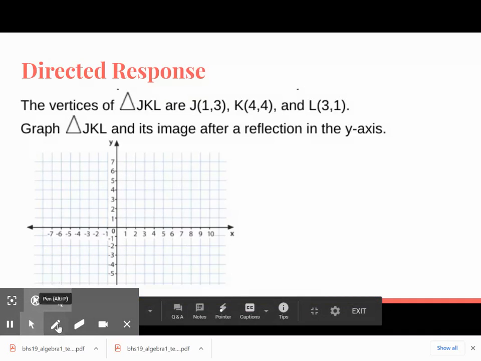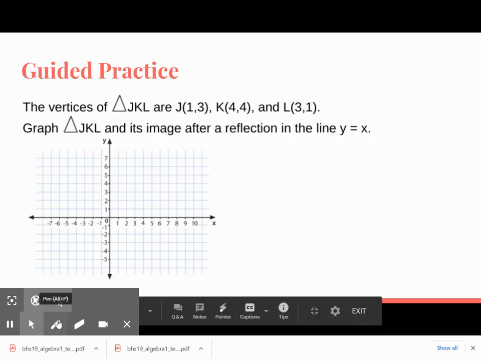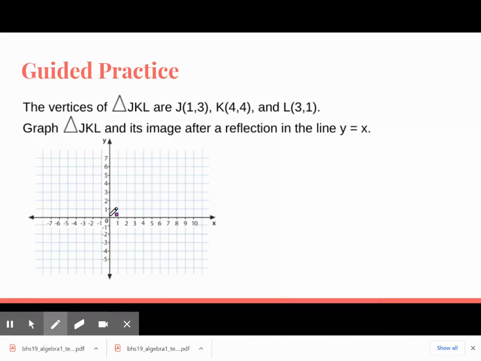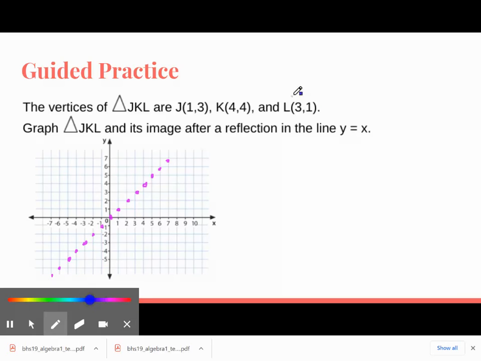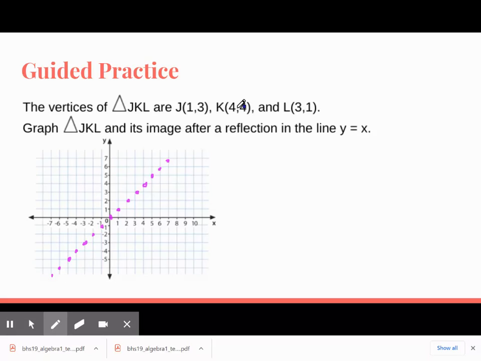The next one says reflected. Let's skip the y-axis and go to y equals x. Here's the line y equals x. It starts at 0 and it goes up 1, over 1. So that's the line we're going to reflect. Y equals x, that is B, A. You just flip them.